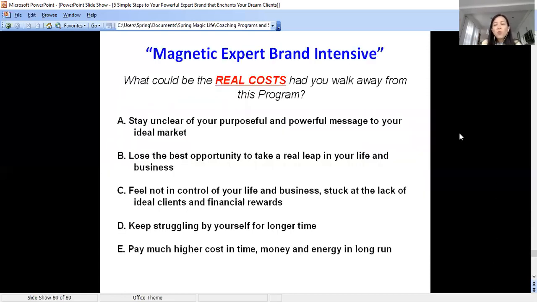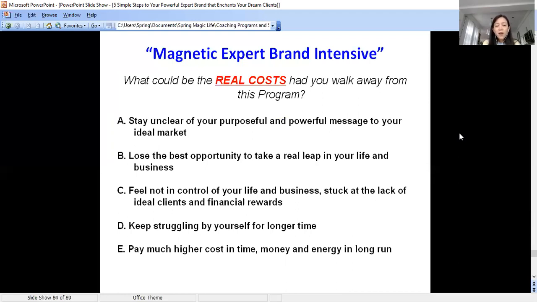So today, if you walk away from this program, the Magnetic Expert Brand Intensive, what could be the real costs for you? You may still stay unclear of your purposeful and powerful message to your ideal clients. You may lose the best opportunity to take a real leap in your life and business. I really cannot say better time for you to take the leap, to really claim your niche and claim your best message to become the expert in your field.